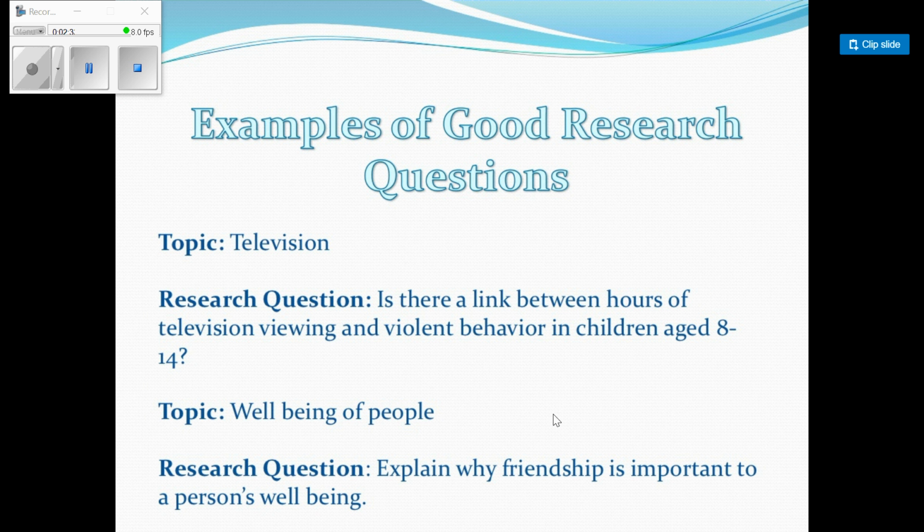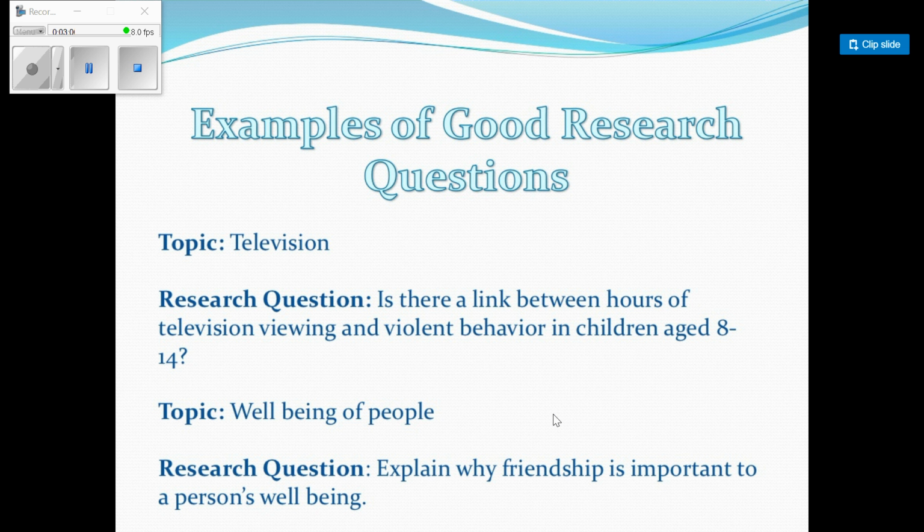Now, yesterday your job was to pick your topic. All you had to do was tell me one or two words. What were you curious about? Now, let's say your topic was television. Look at how we take the topic of television and turn it into a research question. So I want to know about TV. What do I want to know about TV? Let's see. Is there a link between the hours of television viewing and violent behavior in children age 8 to 14? Whoa, that's a big question.